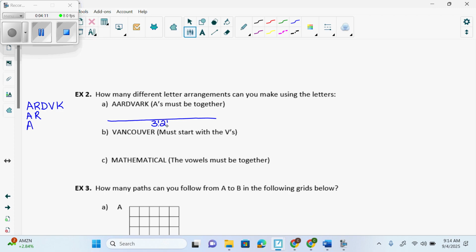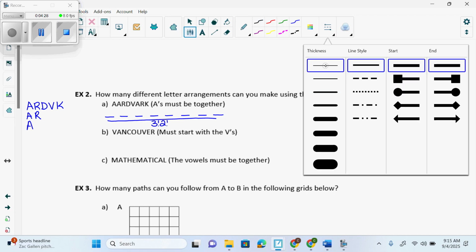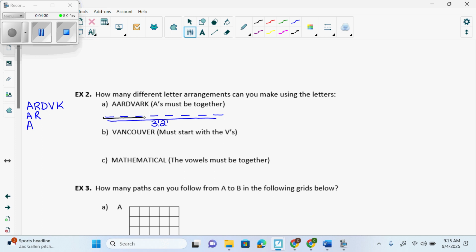Yes? So aardvark has 1, 2, 3, 4, 5, 6, 7, 8 letters. And what does it say? It says the A's must be together. How many A's are there? 3. So I'm going to hook the 3 A's together. And then some people will say 1, 1, 1. No. We treat the A's like they're different. The 3 factorial gets rid of the cases where they're not. Right? That 3 factorial in the denominator.